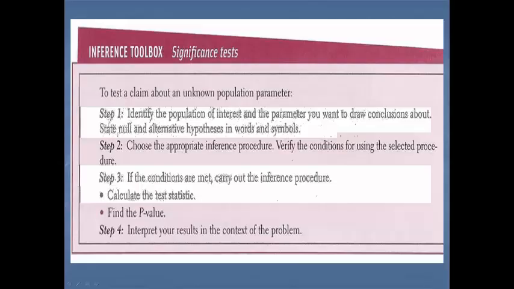Here are the 4 steps from our textbook. These are the inference toolbox. You can follow those. Remember, in step 1, you're going to state the null and alternative hypothesis in words and symbol. You can also put this in step 2. But it has to be said clearly before step 3, before you calculate your test statistic.